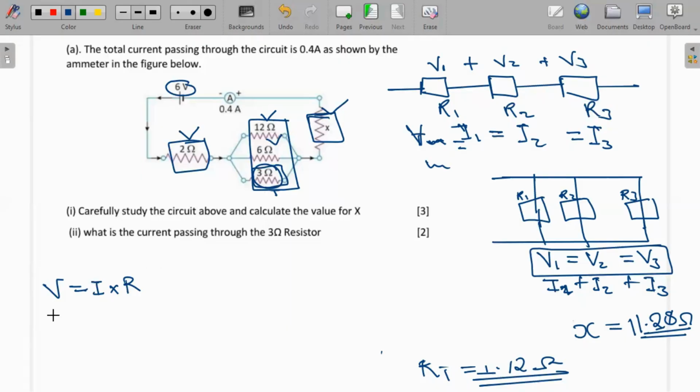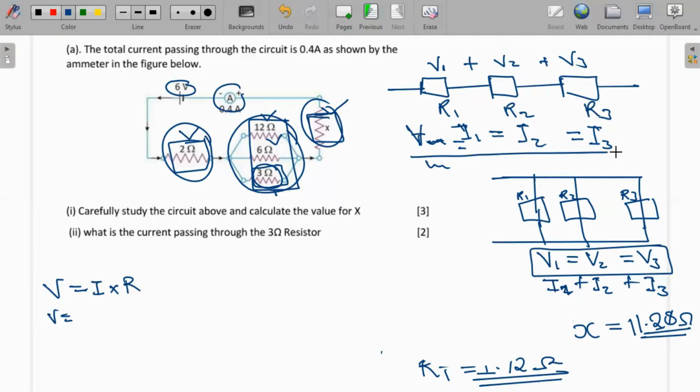We're going to say voltage will be equal to the total current, since these three are connected in series. This is connected in series to that, which is connected in series with that. That means the current is the same in all three of these. So we say the current, which is 0.4, multiplied by the resistance, which is 2 ohms here. So what is the voltage passing through the 2 ohm resistor?